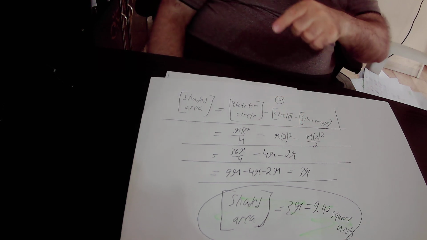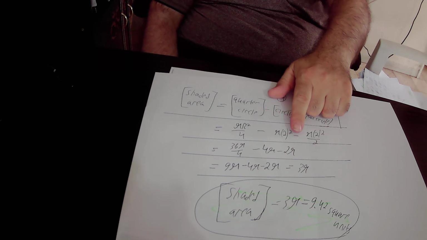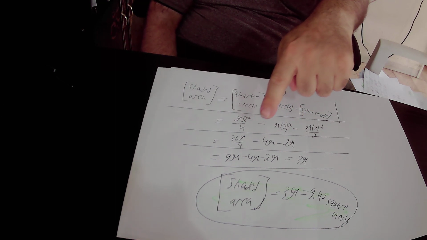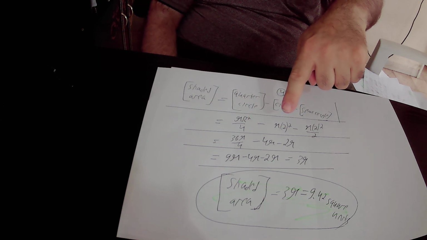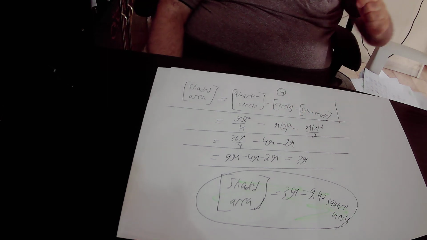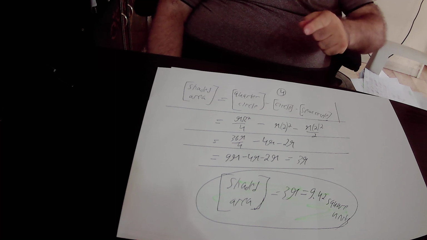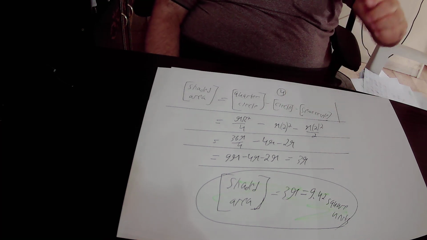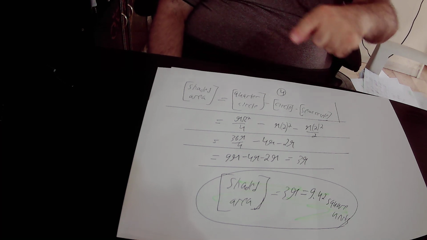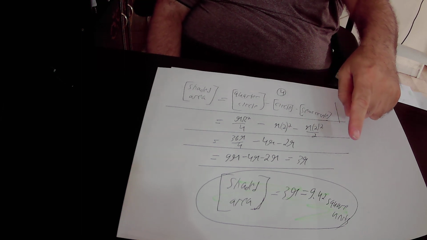So in conclusion, we found out that the shaded area equals 36 pi over 4 minus 4 pi minus 2 pi. 36 over 4 is 9, so in total this expression equals 9 pi, that is the area of the quarter circle, minus 4 pi, that is the area of the circle, minus 2 pi, that is the area of the semicircle. So 9 pi minus 4 pi is 5 pi, and 5 pi minus 2 pi is 3 pi. So in conclusion, the shaded area equals 3 pi square units, or in terms of numbers, it is equal to 9.42 square units.